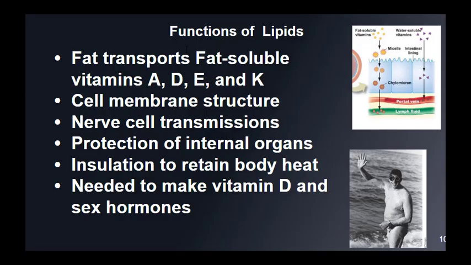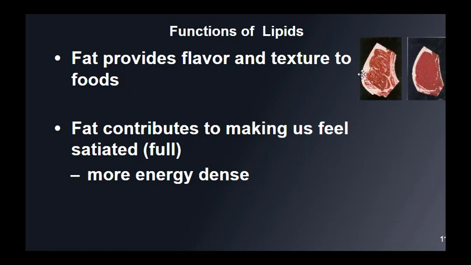Listed here are some other functions for lipids. We need the fat to carry the fat-soluble vitamins A, D, E, and K. The fat makes up the phospholipids in the membrane. We need fat as part of the nervous transmission system. We can see the fat layer helps protect our internal organs and also provides us with some insulation. And some of the fats, like cholesterol, are involved in producing things like vitamin D and some of the sex hormones. Fat also provides flavour to our food.